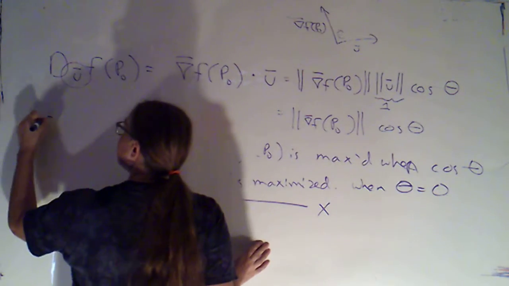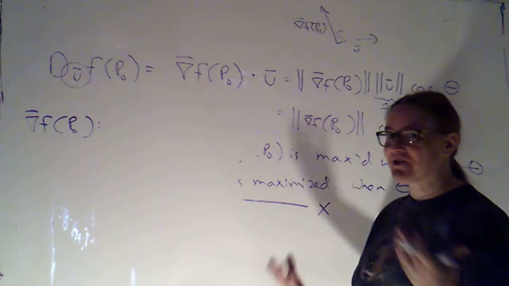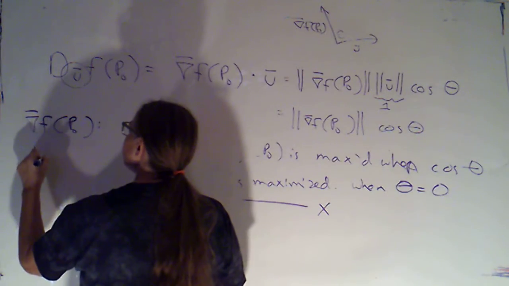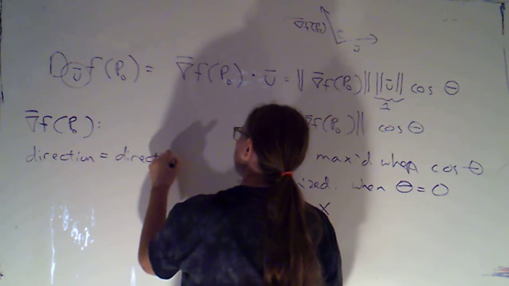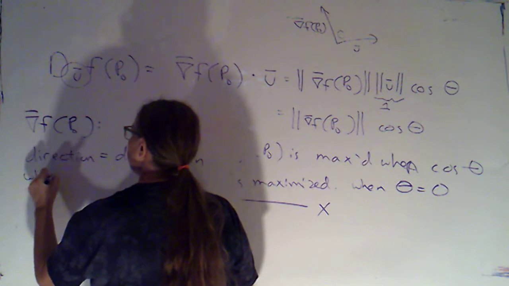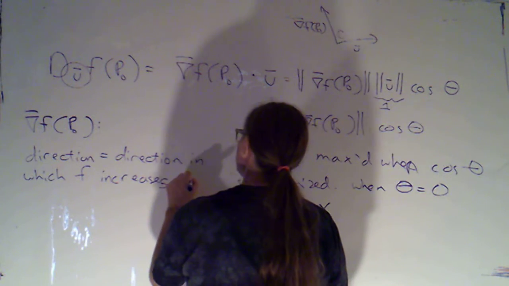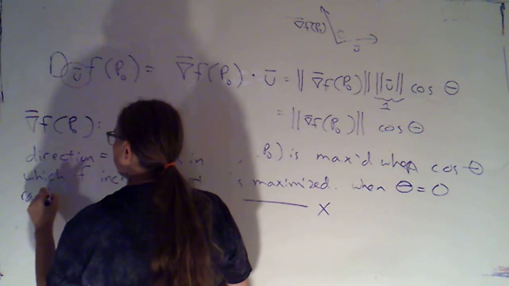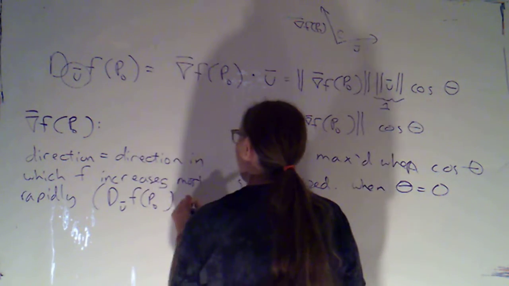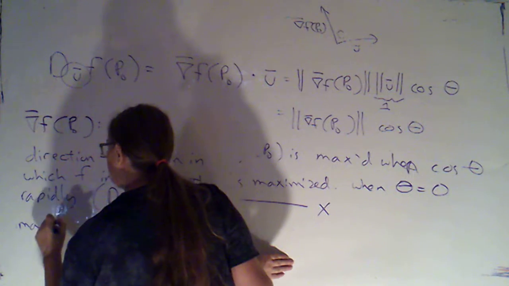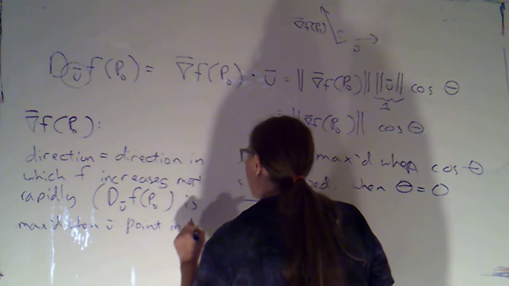Okay, so if I look at the gradient of f at P naught, that of course is a vector. Vectors have magnitude and direction. The direction is the direction in which f increases most rapidly. In other words, D_U f at P naught is maximized when U points in the direction of the gradient.